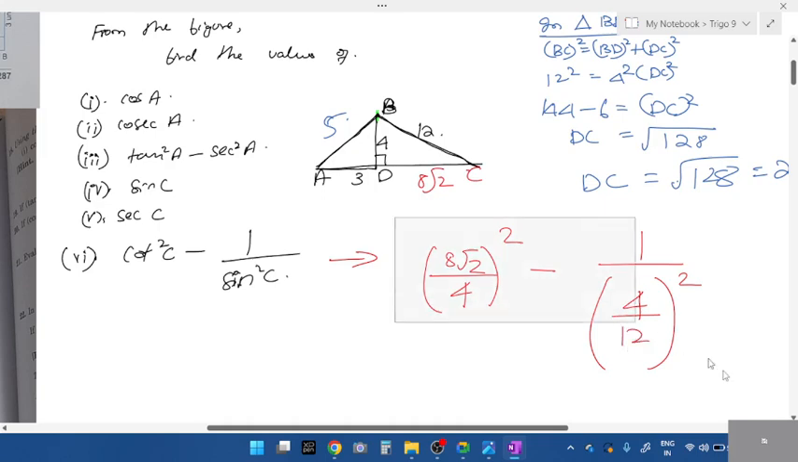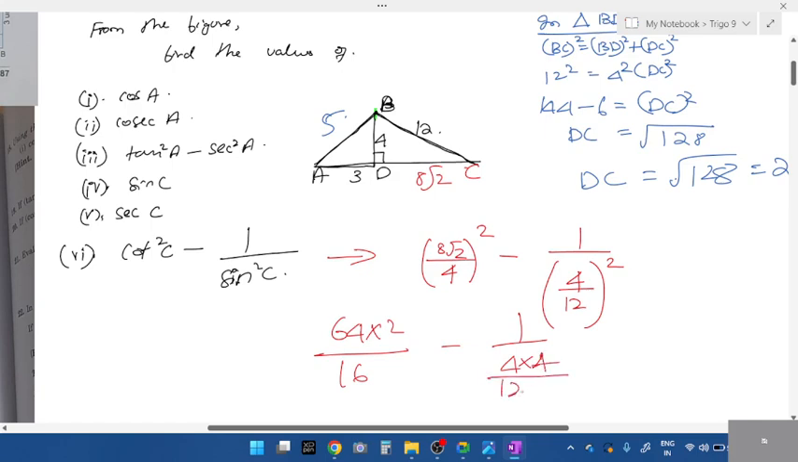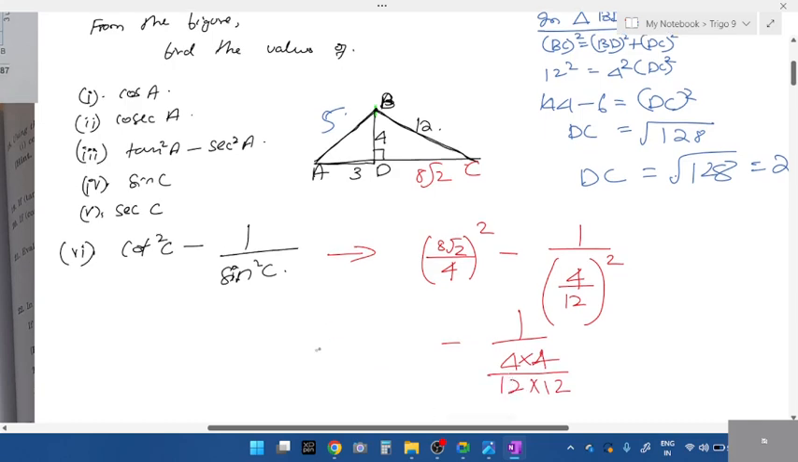Hypotenuse is 12. Good. Now open the bracket. Square. When you open the square, what do you get? 8 square, 64 into 2 divided by 4 square is 16. Minus. Here what do you get? 16 divided by. Okay, do one thing. Don't multiply 16. Write it like this, student, so that it is easy to calculate. Don't write 144. Write 12 into 12. Is it clear? Both of you? Okay. It is easy for us to calculate. 8 into 8 into 2 divided by 4 into 4.